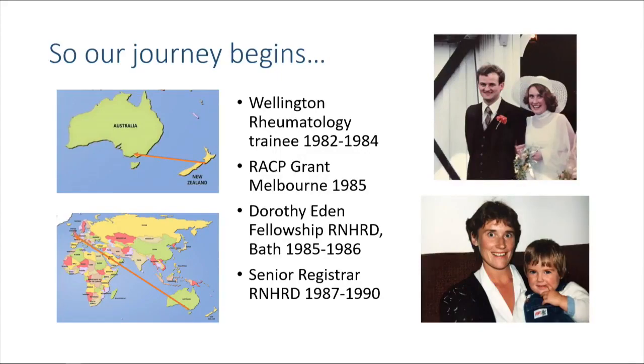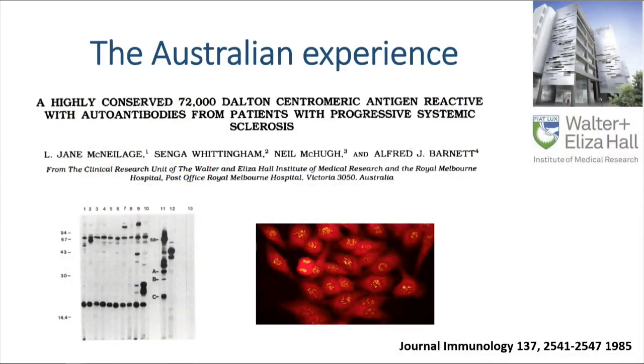And with our one child at that time, we set off for Australia and spent 4 months at the Walter and Eliza Hall, which was a very rich experience, as I was able to pick up techniques to measure some of these autoantibodies that I used when I came to the UK. And we described an antigen called CENP-B, which is part of the centromere repertoire of antigens. So that was really quite an exciting time.